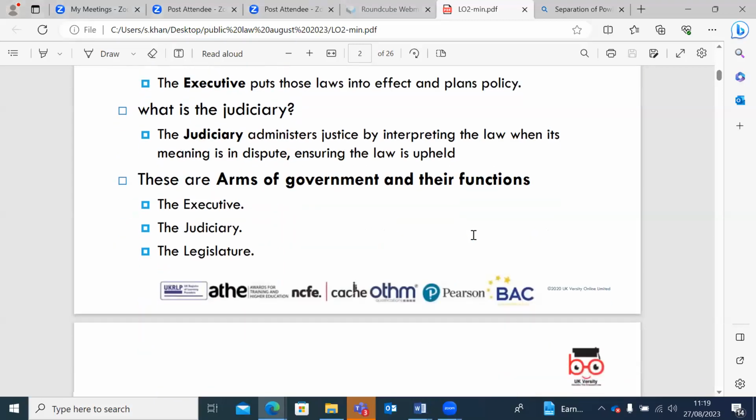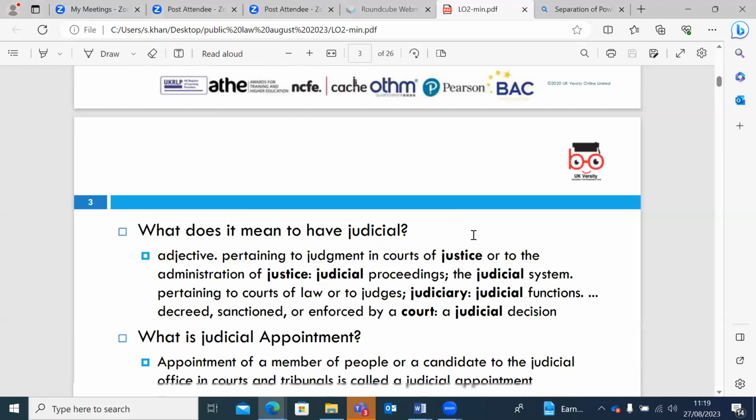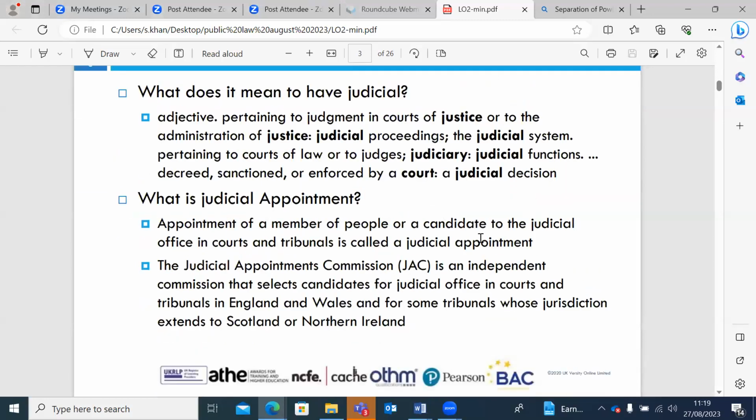So what does it mean to have judicial? It's an adjective pertaining to the judgment in courts of justice or to the administration of justice. Judicial proceedings, the judicial system pertaining to courts of law or to judges. Judiciary, judicial functions, decreed, sanctioned or enforced by a court, a judicial decision.